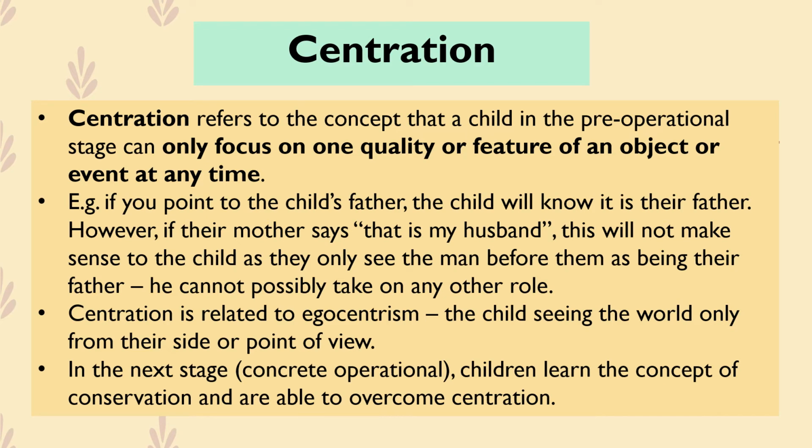But if the mother then comes in and says, that's my husband, the child will say, no, that's my father. So for the child, it's actually difficult to understand that a person or an object can be more than one thing, or can have more than one purpose.